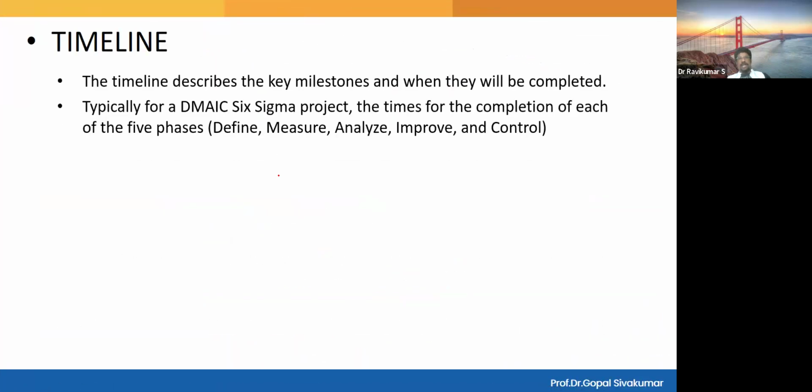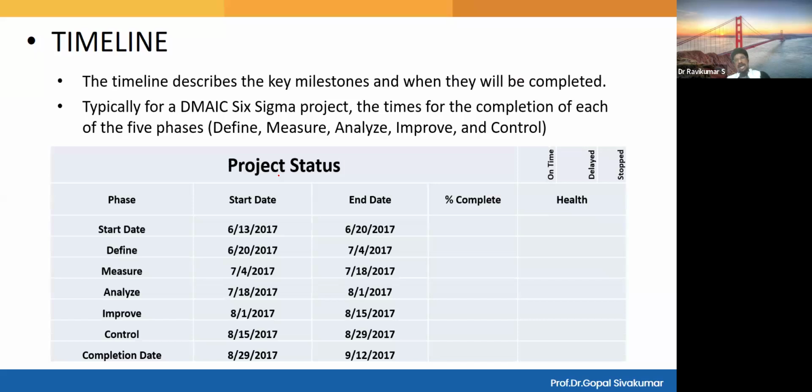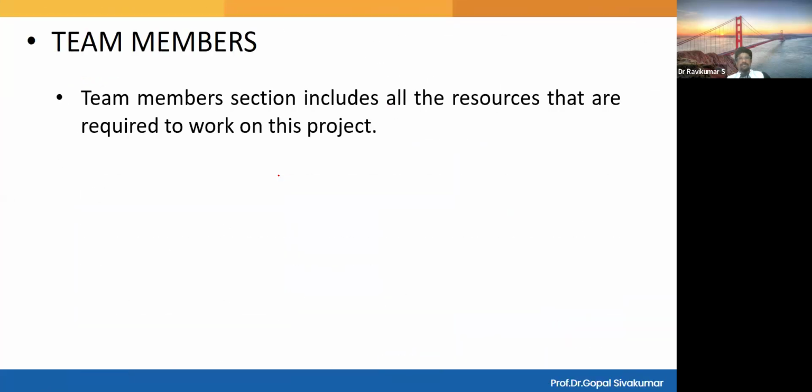Then the timeline. You have to provide a timeline when the project is going to start, when it's going to end, from define phase to control phase and completion date. A proper timeline with the percentage of completion must be regularly updated. Then finally, the team members.